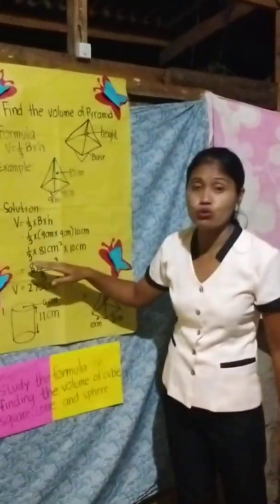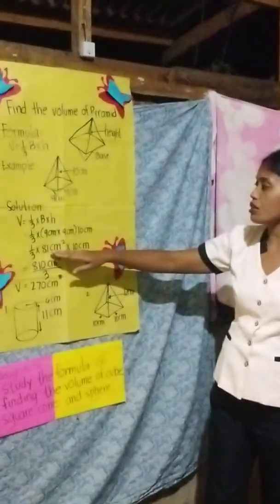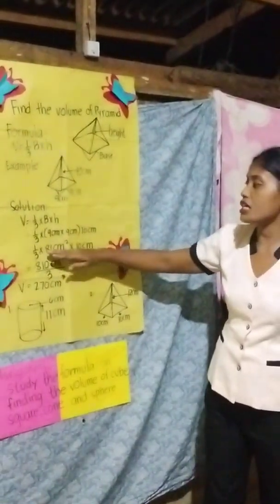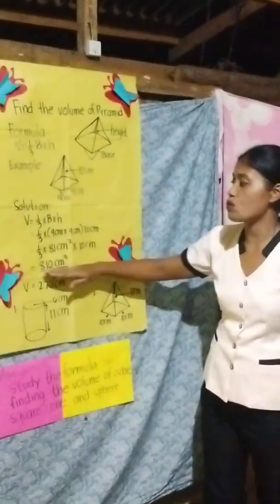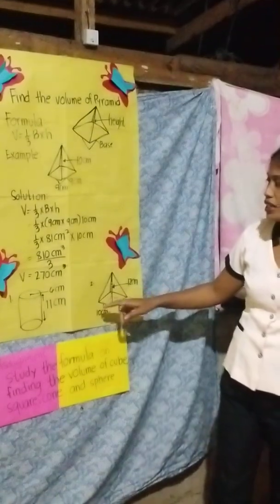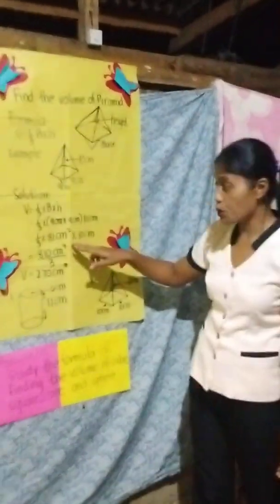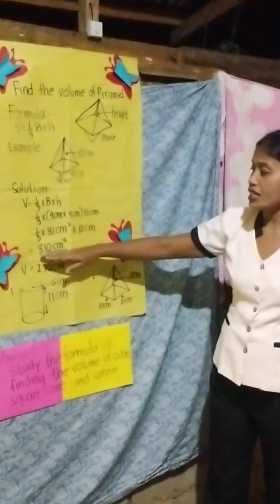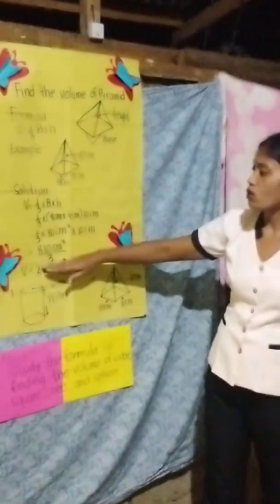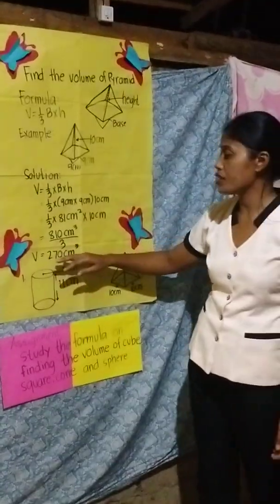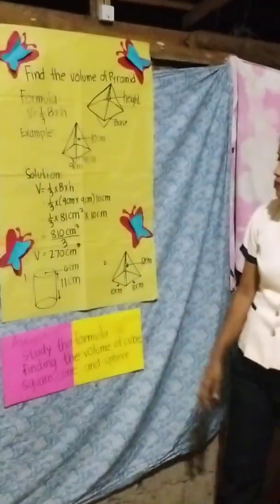So, that is equal to 1/3 times 81 cm squared times 10 cm. 81 cm squared times 10 cm, class, is equal to 810 cm cubed. Then let us divide this by 3. The volume of the pyramid, class, is equal to 270 cm cubed.